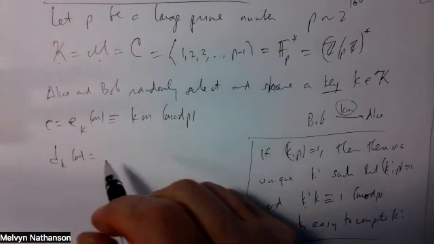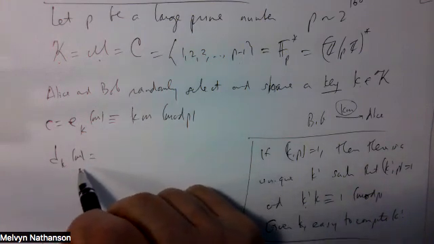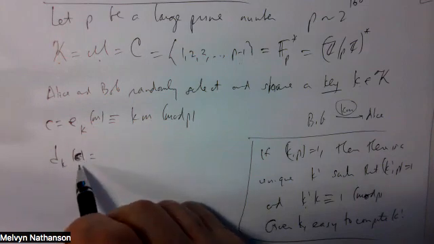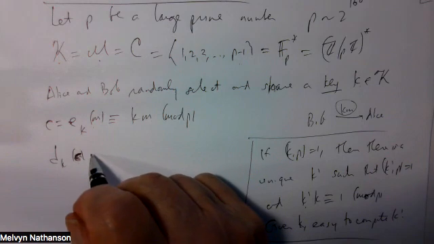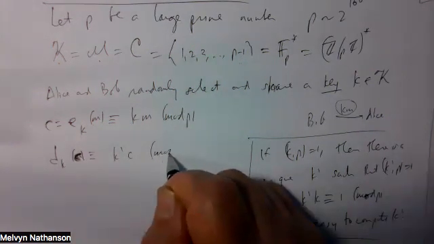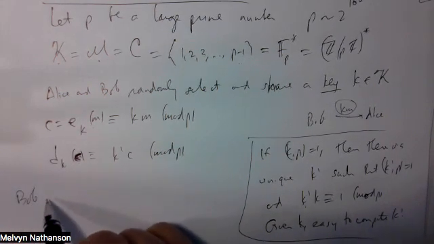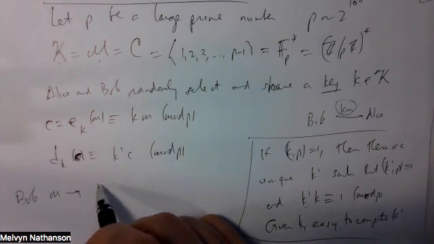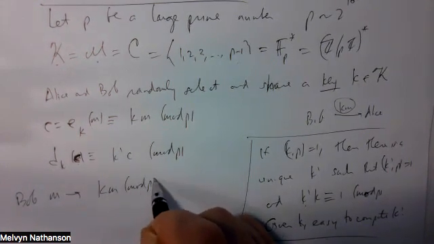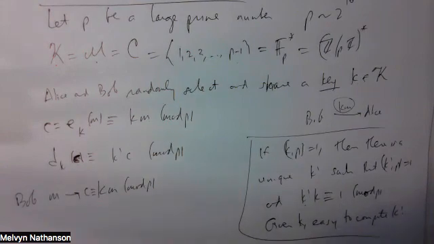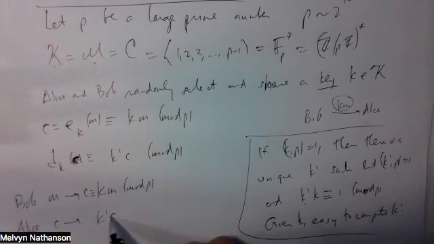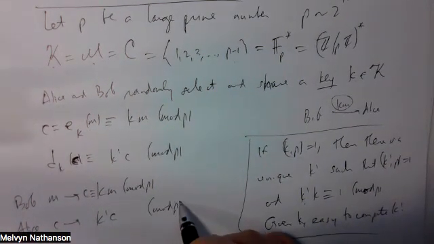And our decryption scheme is d sub K of C. How do you decrypt C? It's going to be K prime times C mod P. So you have to think about this for a minute. What is going on? Bob starts with M. He multiplies M by K and reduces it mod P. And that's what C is equal to. Alice receives C. What does she do with C? She takes C and multiplies it by K prime and reduces that mod P.